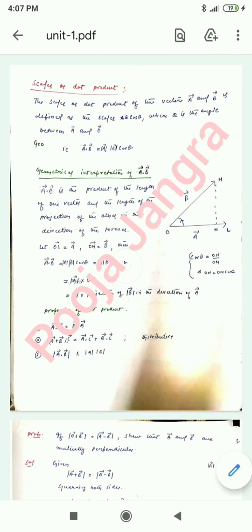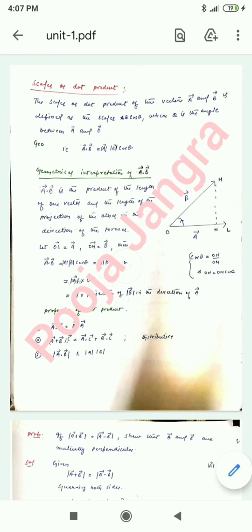So let OL be equal to vector A. You can easily see in this diagram on the right hand side. So OL is equal to vector A and OH is equal to the other, vector B. So A dot B is equal to magnitude of A, magnitude of B, cos of theta.